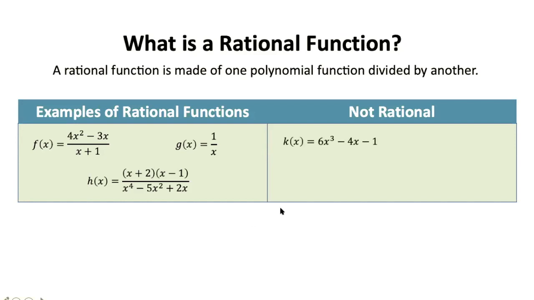This is an example of something that's not a rational function. That's just a polynomial. There's no division by another polynomial. This one we do see a fraction, but the fraction is just made up of constants. We're not actually dividing by a polynomial in terms of x. So that's not going to be a rational function. And this one also is not a rational function because on the bottom, I don't have a polynomial function in terms of x. I have a constant. If the denominator's a constant, it's not a rational function.